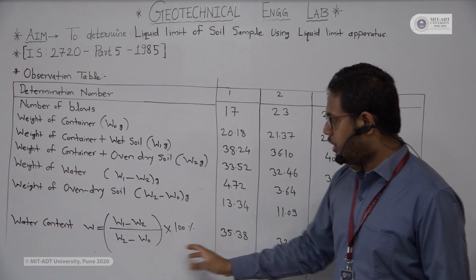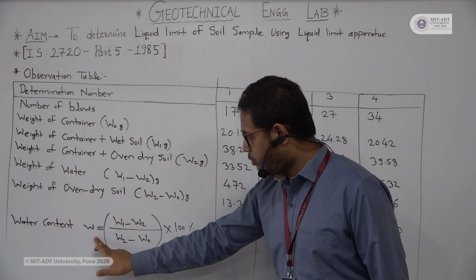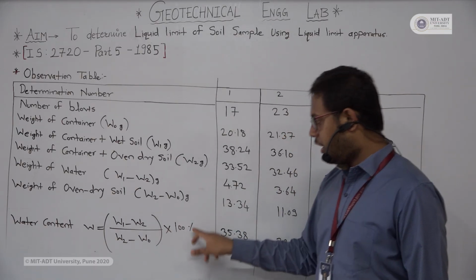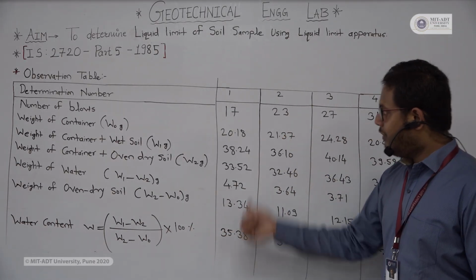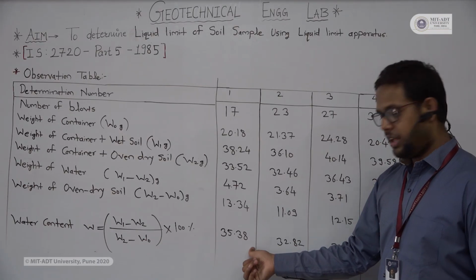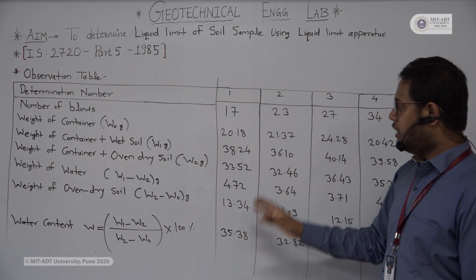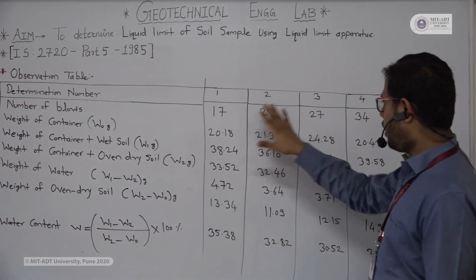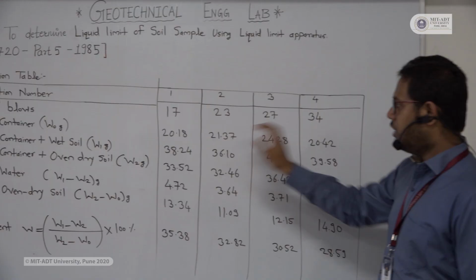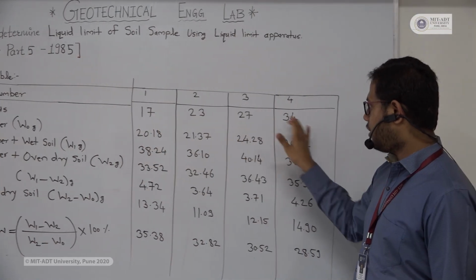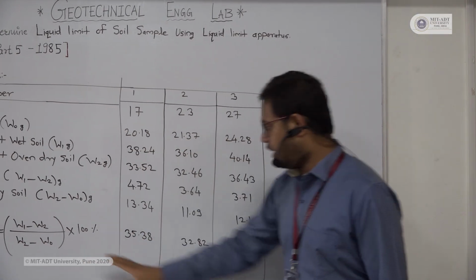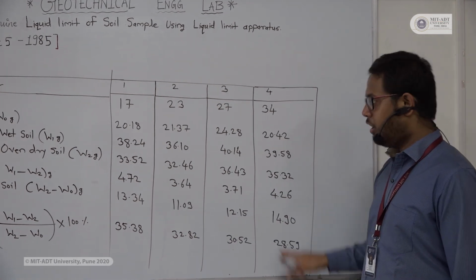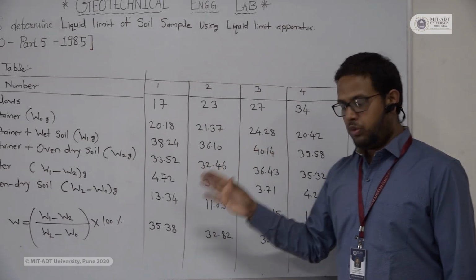Now from all these readings we can calculate the water content. Water content, small w, equals W1 minus W2 divided by W2 minus W0, into 100. So we find the water content for the first trial is 35.38%. Now this is the first reading. If we repeat this procedure 4 times, we get this total chart for trials 1, 2, 3, 4. For each trial, the number of blows are 17, 23, 27 and 34, and the water content is found to be 35.38, 32.82, 30.52, 28.59. Whatever the next part is, we will explain further.